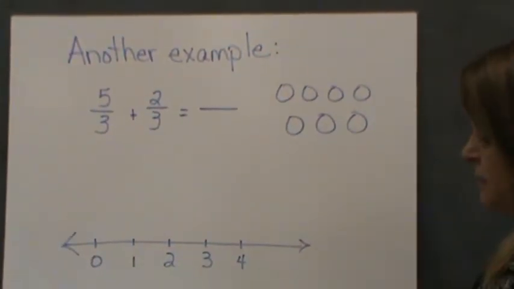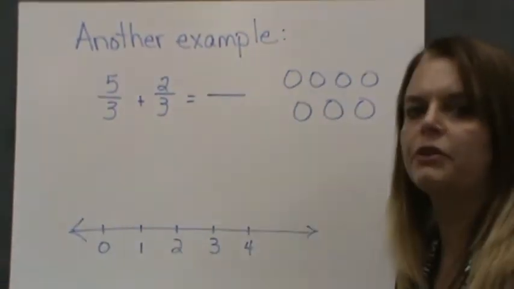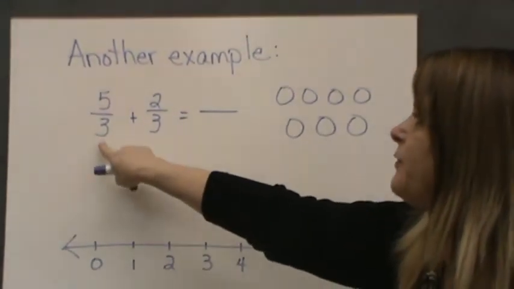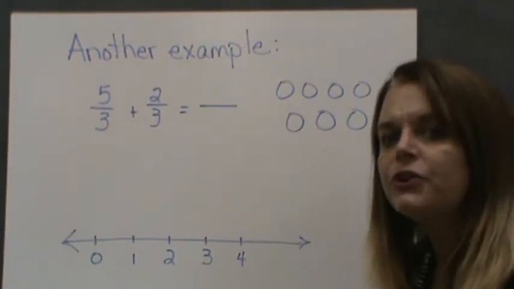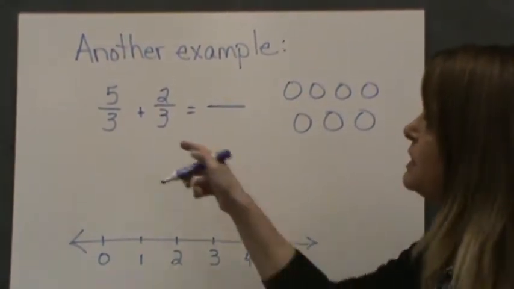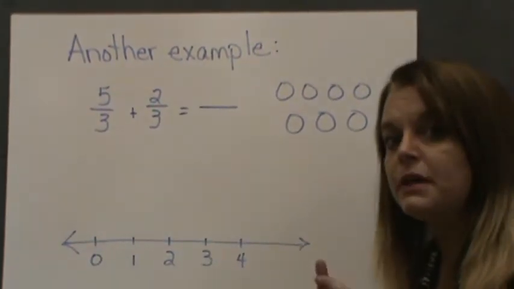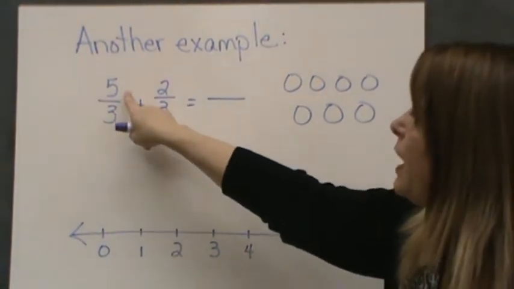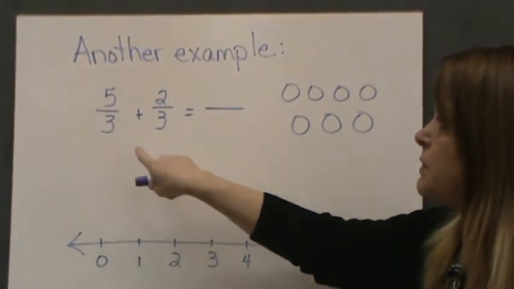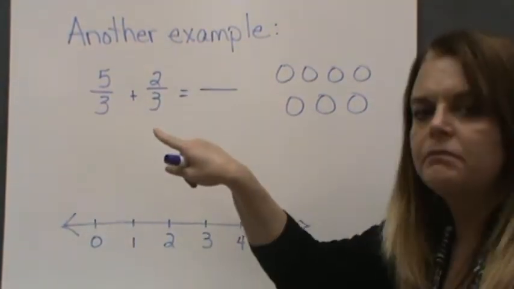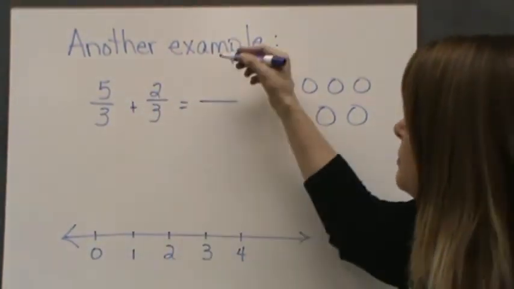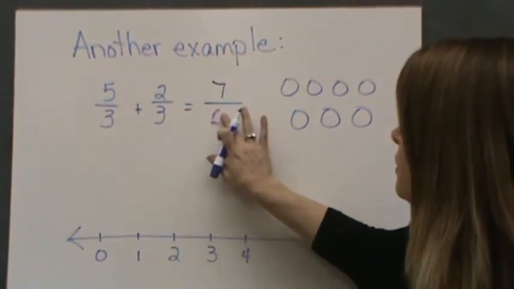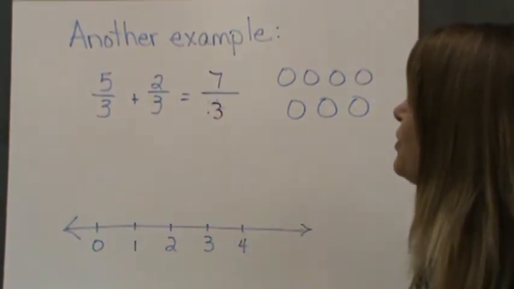Well, here's another example. This time I'm working with thirds. How many does it take to make a whole? It takes 3. Look at my first number in my equation. My first fraction is 5/3. What can you tell me about that fraction? First, it's improper, so we already know that this is more than 1. 5/3 plus 2/3. Well, if your denominator's the same, all you have to do is add your numerators. So I have 7, this time it's thirds, 7/3.